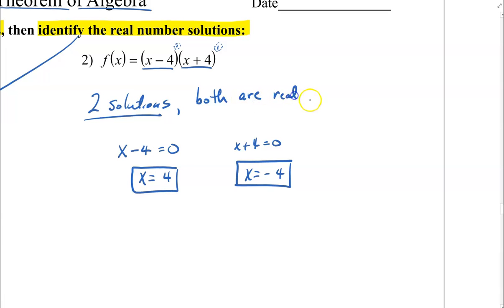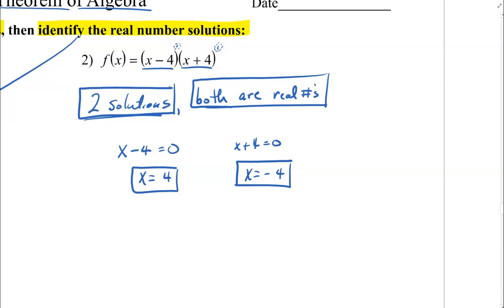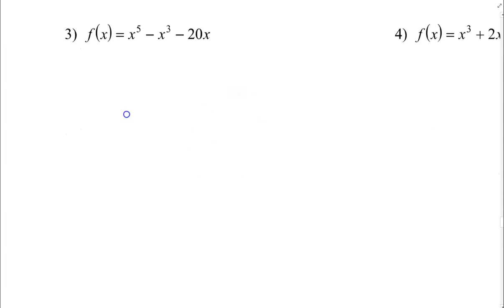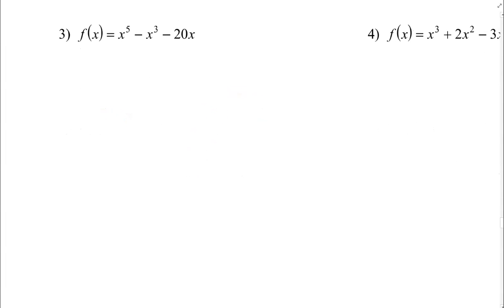Both are real numbers, and the 2 solutions are positive 4 and negative 4. Now if we move on to the more complicated of the two, we take a look at problem number 3 here. Well, right off the bat, this is not factored, but that's okay because in standard form we know the solutions and the number of solutions by looking at the largest exponent of the polynomial. So in this case, there are going to be 5 solutions.